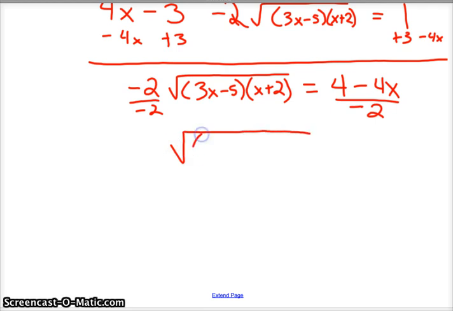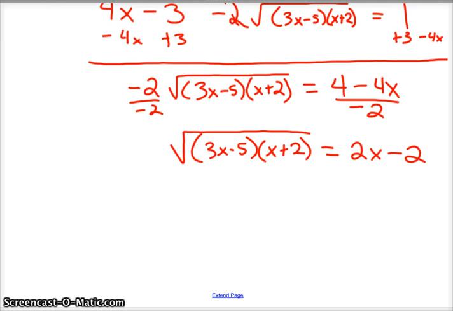And so we've got the square root of 3x minus 5 times x plus 2 equals, and I'm going to rearrange it, divide and use the commutative property, which would give me 2x minus 2. Yes, because 4 divided by negative 2 is negative 2, and negative 4x divided by negative 2 is positive 2x, like I have there. Okay, so now that I have the radical isolated, we can go ahead and square both sides again.